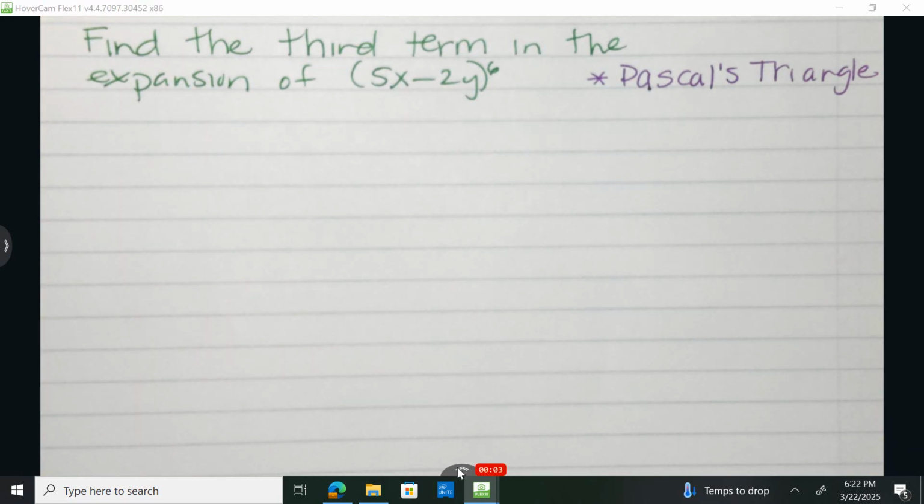Find the third term in the expansion of 5x minus 2y, all raised to the 6th power. Now, we're going to relate this to Pascal's triangle as a quicker way to achieve the answer.